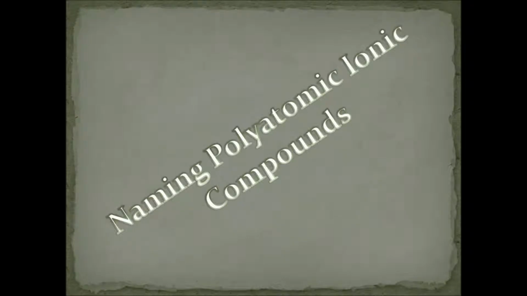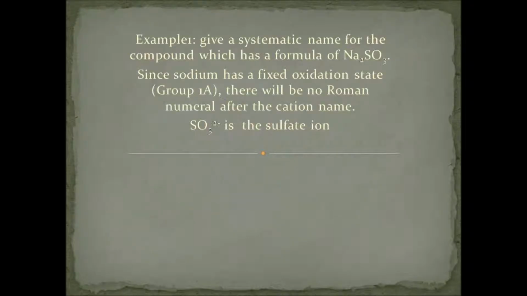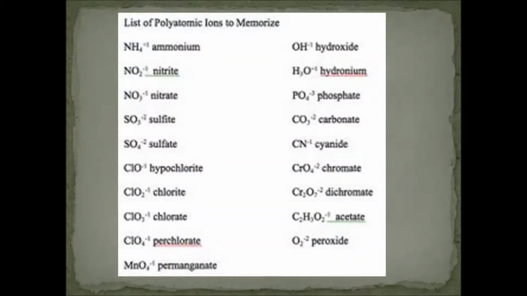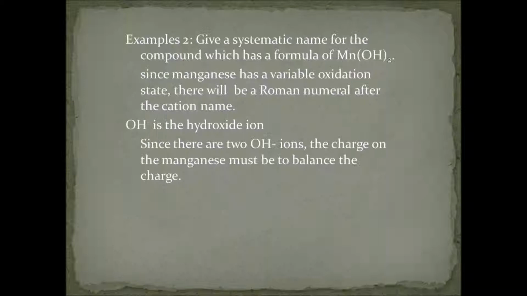Naming polyatomic ionic compounds. Example number 1. Give a systematic name for the compound which has a formula of Na2SO3. Since sodium has a fixed oxidation state, group 1A, there will be no Roman numeral after the cation name. SO3 2 negative is the sulfite ion. See the polyatomic ions table on the next page. Therefore, the name of this compound is sodium sulfite.